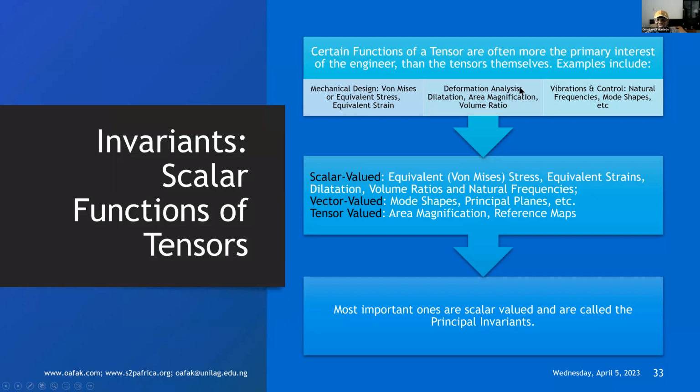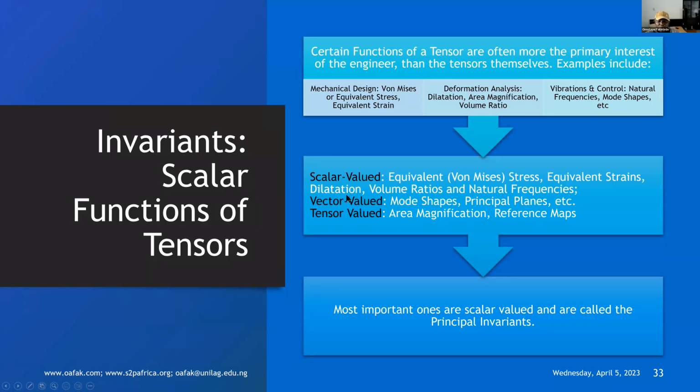In deformation analysis, you are interested in the dilatation or the magnification ratio or the volume ratio. Again, all of these are scalar functions of the tensor. In vibrations and control, you are interested in natural frequencies, mode shapes. All of these are scalar functions of the tensor, not the tensor itself. So there are scalar valued functions like equivalent von Mises stress, equivalent strain, dilatation, volume ratio, natural frequencies. All those ones are scalar valued functions of tensors.